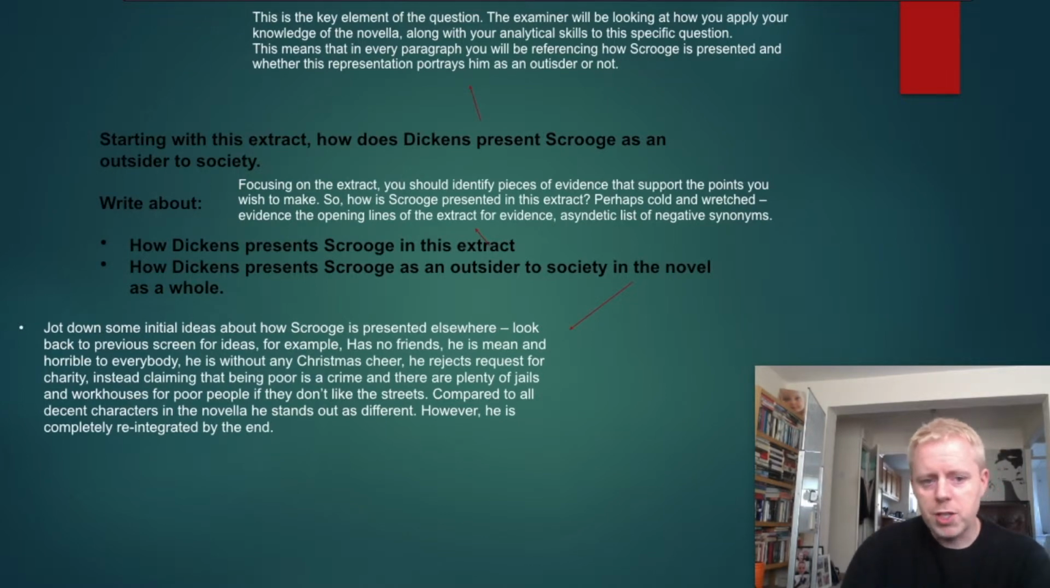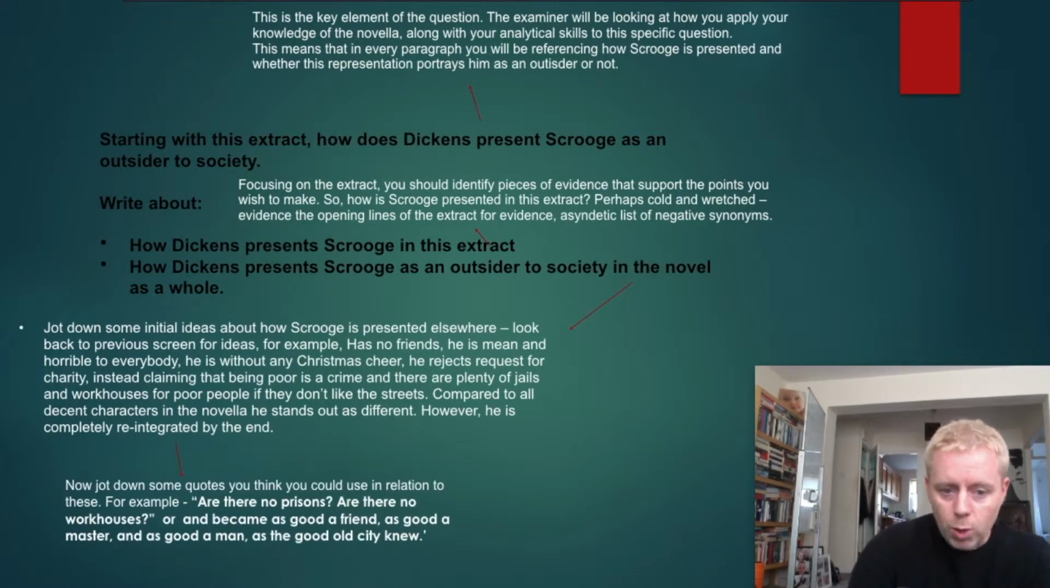The second part of the question, the second bullet point, and each of these bullet points are weighted equally: how Dickens presents Scrooge as an outsider in the novel as a whole. So jot down some initial ideas about how Scrooge is presented elsewhere. Look back to the previous screen for ideas, for example. He has no friends, he's mean and horrible to everyone, he's without any Christmas cheer, he rejects requests for charity, instead claiming that being poor is a crime and there are plenty of jails and workhouses for poor people if they don't like the streets. Compared to all decent characters in the novella, he stands out as different. However, he is completely reintegrated by the end.